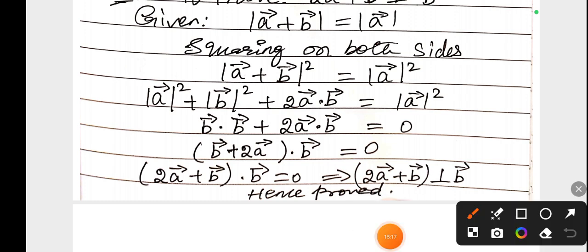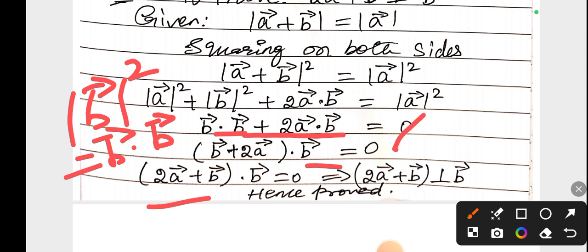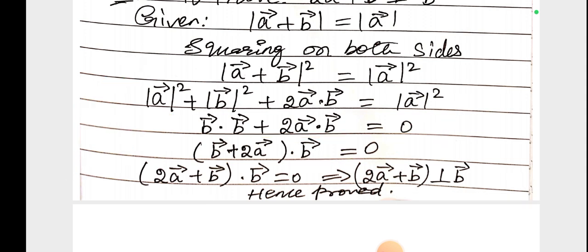Till this it is okay. Magnitude of b vector square, we are writing it as b vector dot b vector. This is new, children. Okay? Till this we didn't do any sum. Then you have to take something common. B vector, if you take it common out, the right-hand side you take now. Then b vector plus 2a vector you have to do. Then if you are getting it 0, then we can say that two vectors are perpendicular.